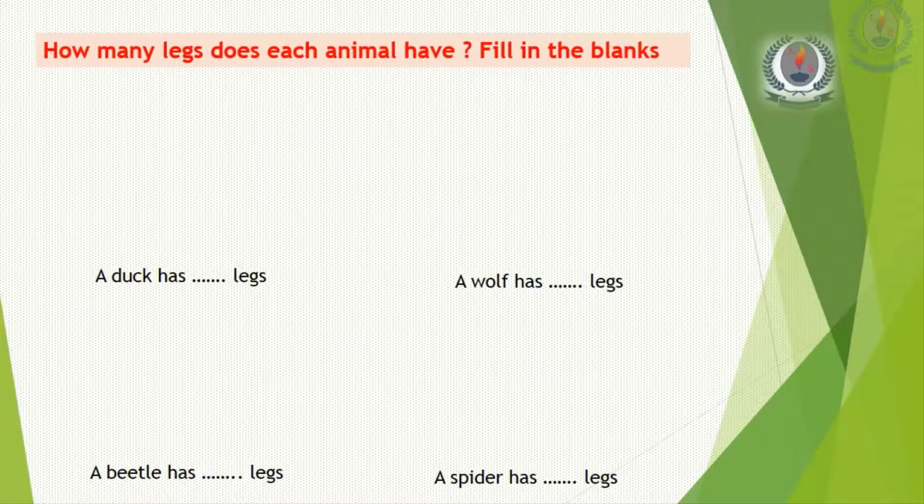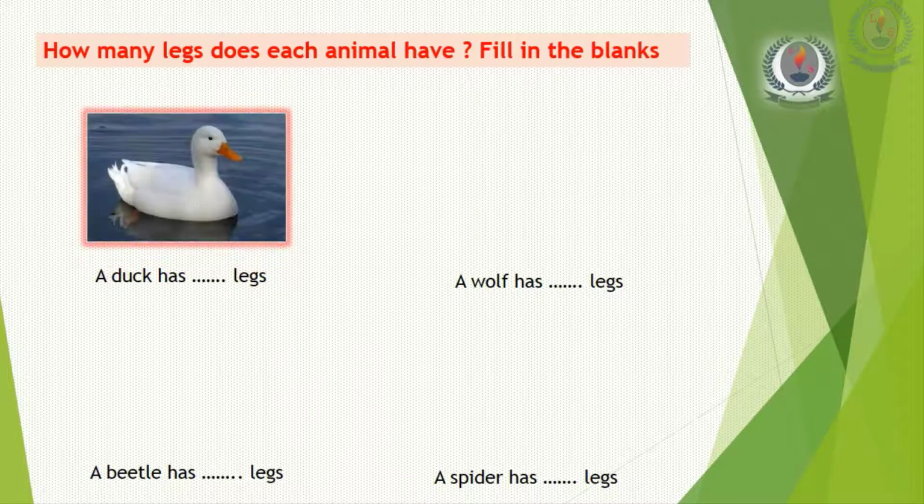Children, you have an exercise here. How many legs does each animal have? Fill in the blanks. First picture, you can see a duck. A duck has, tell me children, how many legs? Yes, a duck has 2 legs. A duck has 2 legs and 2 wings.